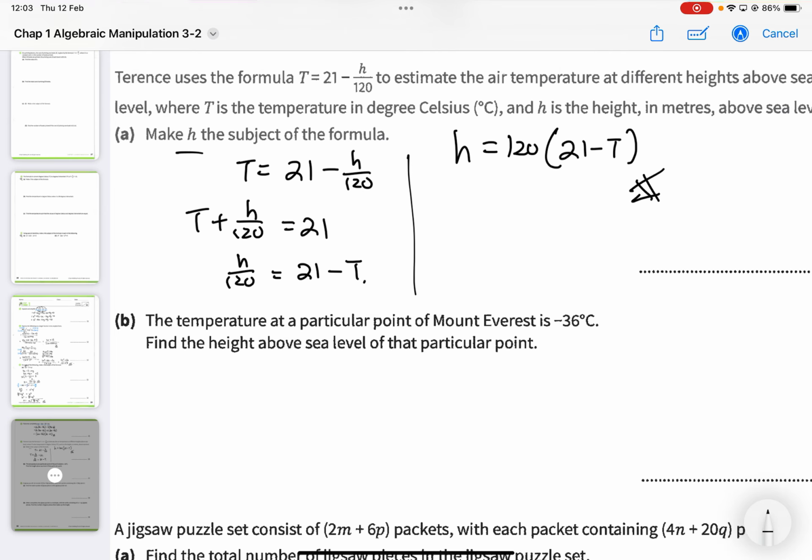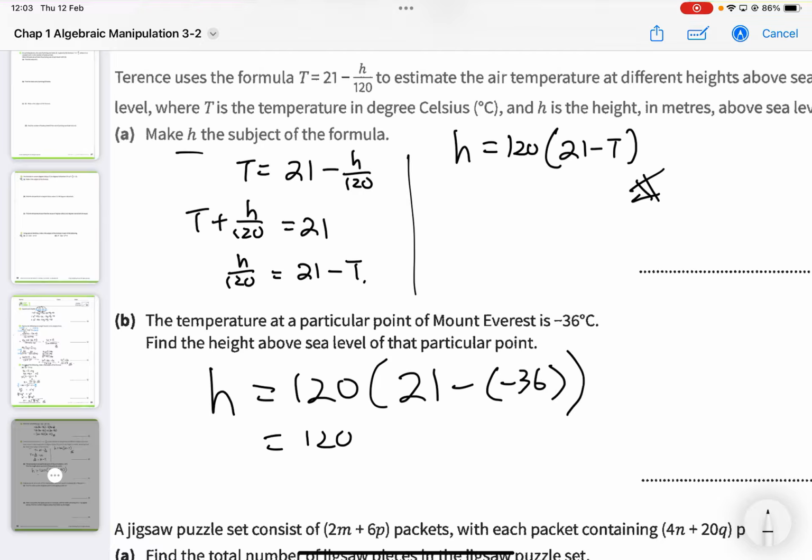Temperature is negative 36. Find the height. So they are actually asking you to find the h when T is negative 36. So you just need to take your answer and do a substitution. Substitute T, so everything else doesn't change. Then T, I replace it with a bracket. Put my negative 36 inside. Then key into your calculator. Your calculator will tell you what is the answer.